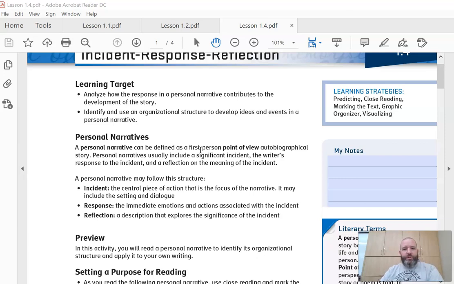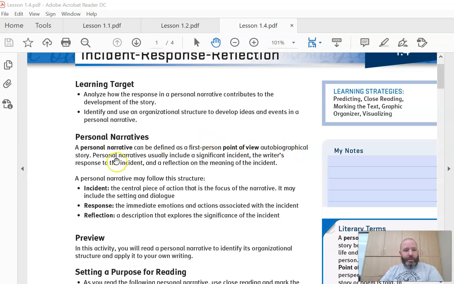And then third person uses the pronouns he, she, them, those guys over there, and it's an outside narrator usually. It's not the first person. It's not the person who the story is happening to. Okay, so this one is a first person point of view, and it is autobiographical, so it means the story is about them. If they were writing a biography, that would be a story about somebody else that is a true story.